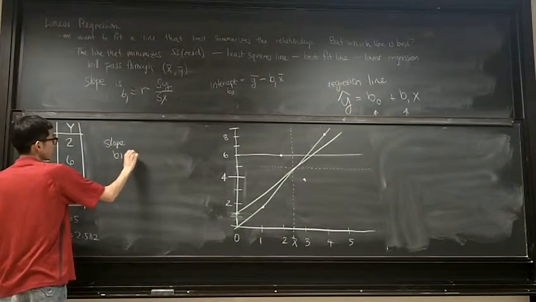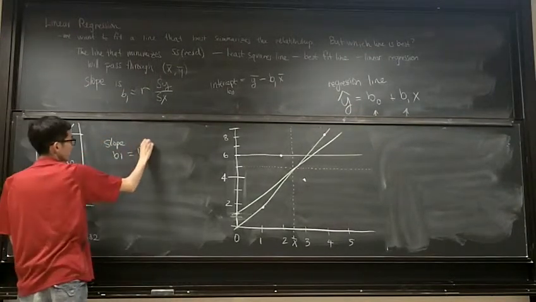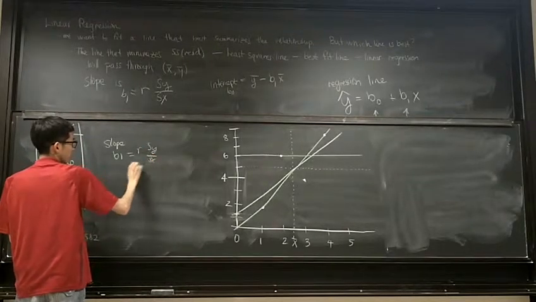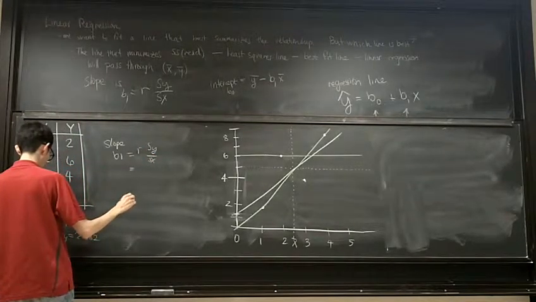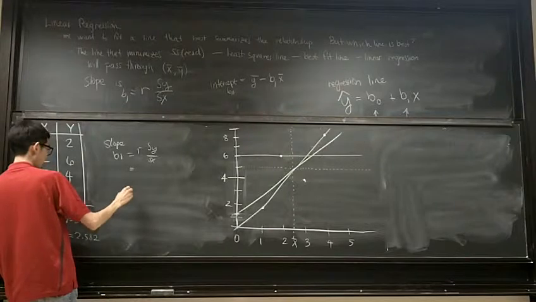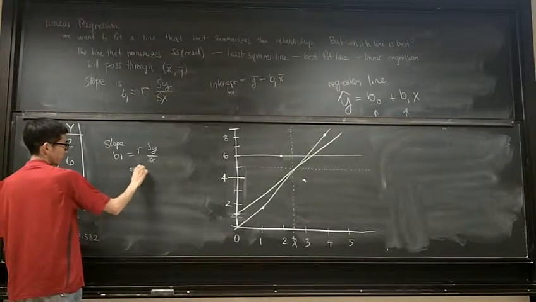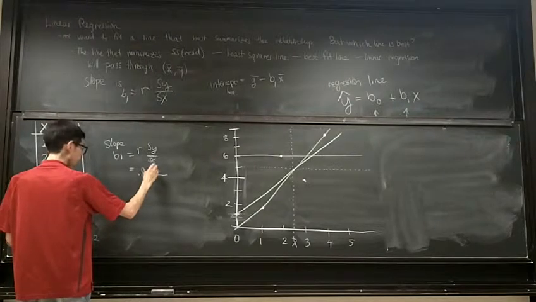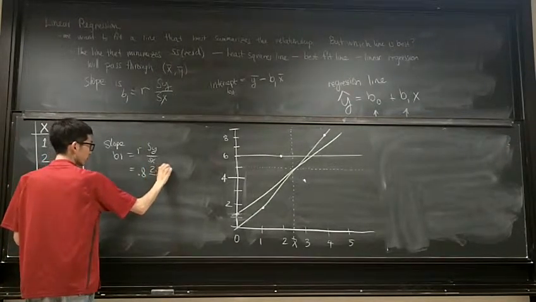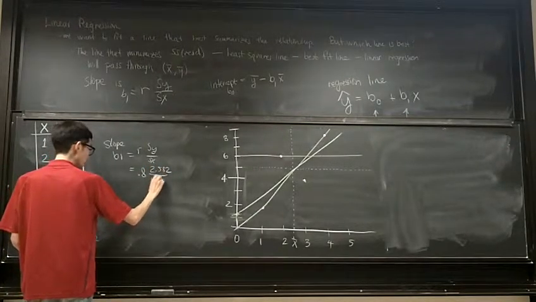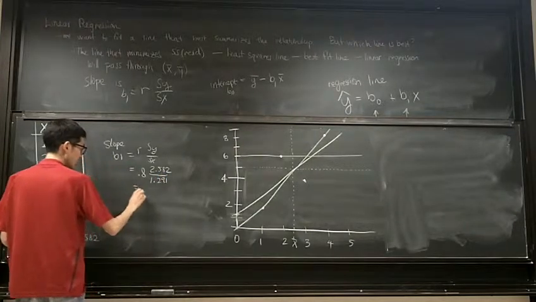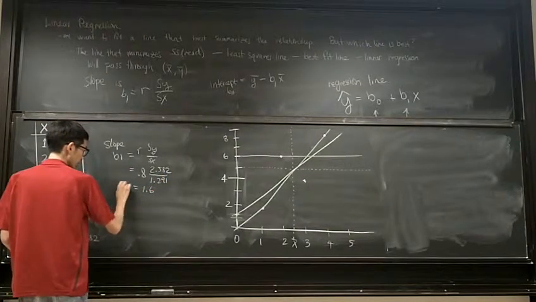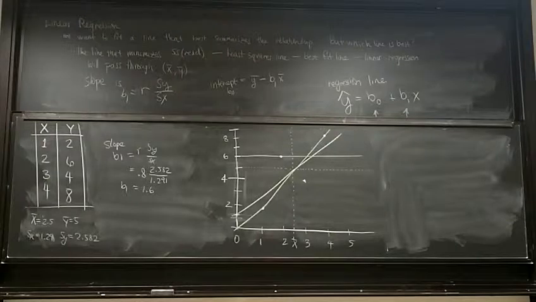Okay, so my slope b1 is equal to r times s of y over s of x. I think we calculated r before to be 0.8. And s of y is 2.582, and this is 1.291. And so my slope b1 is 1.6.